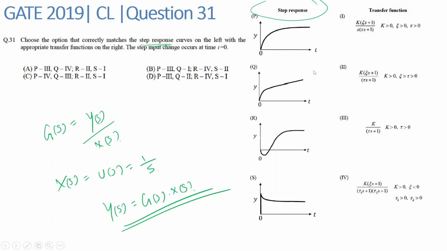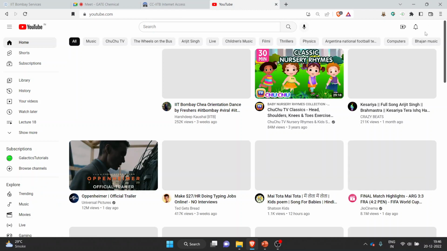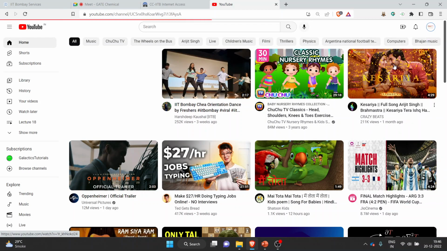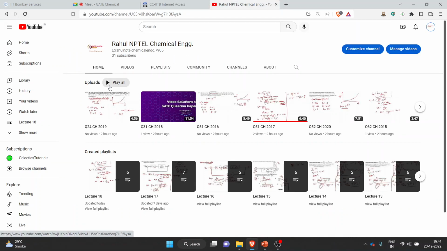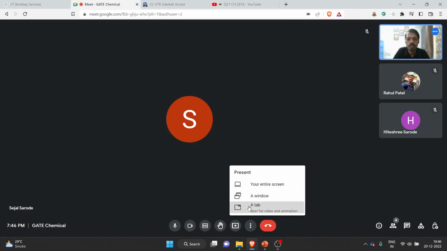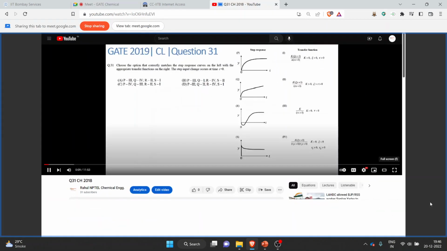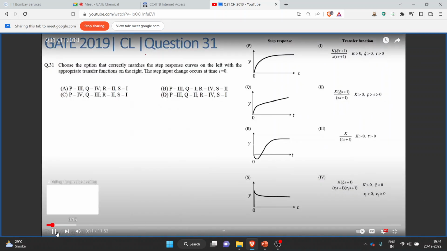So this is the last question that we are discussing today. We are solving question number 31 of GATE 2019 chemical.